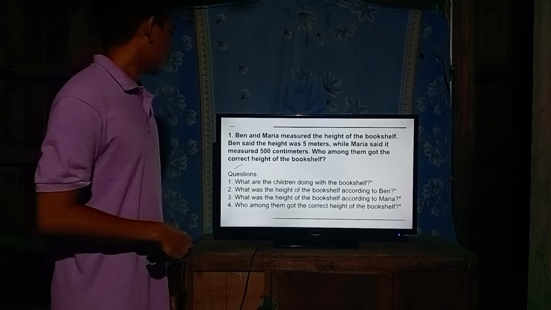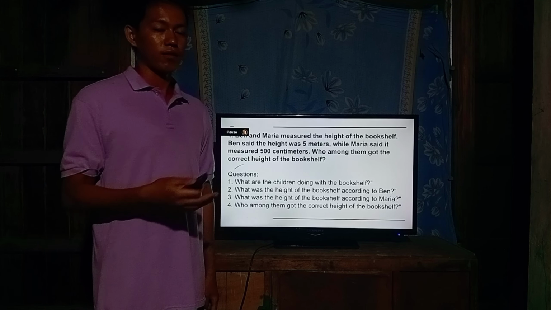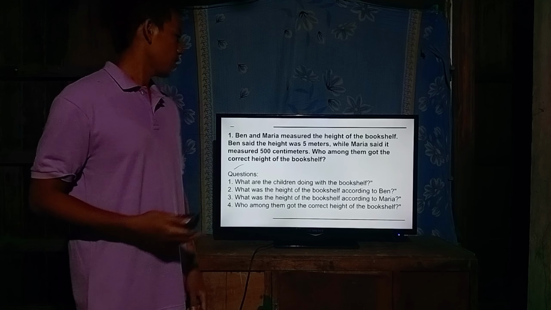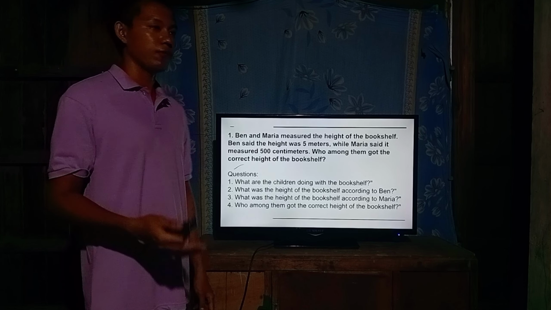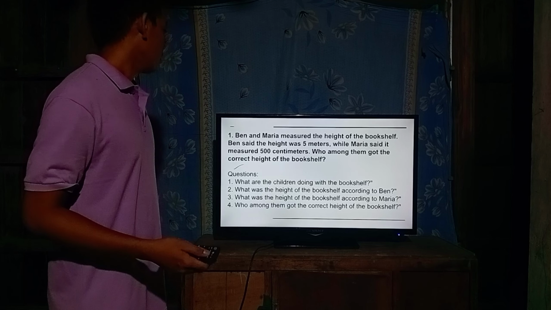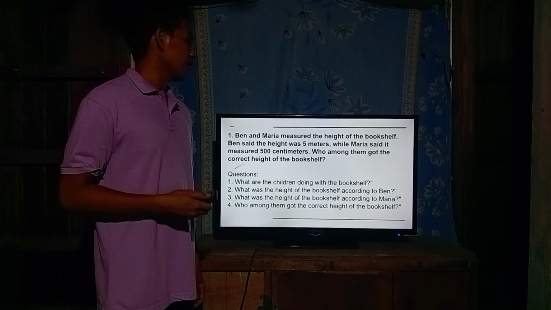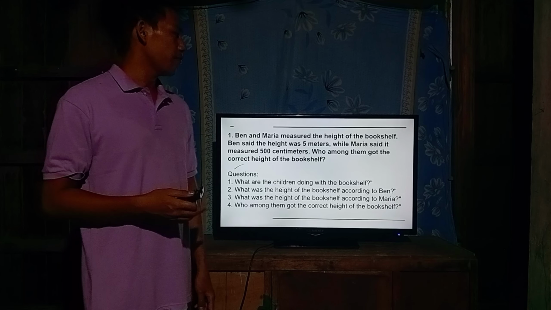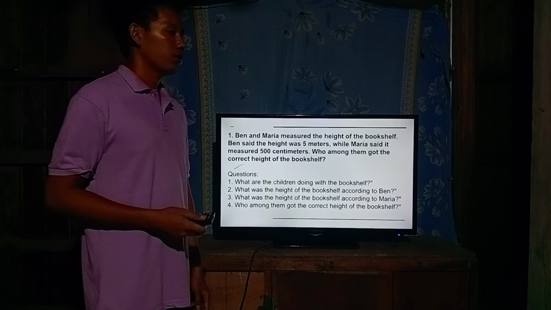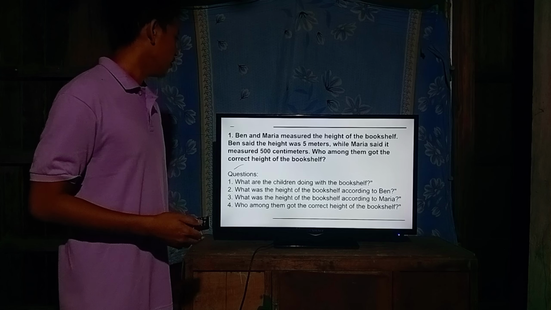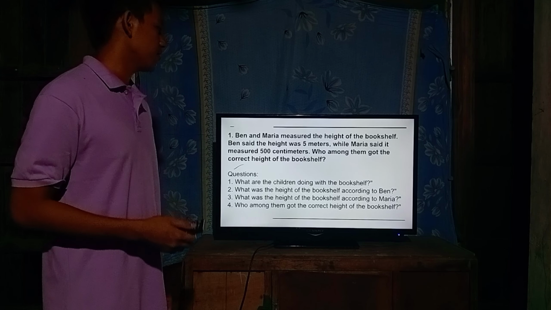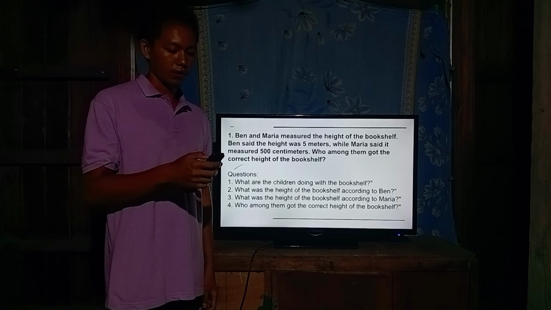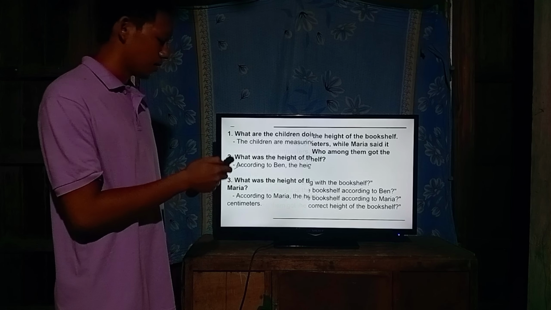Now, let's check your work sa katong group 1. This is the group 1 problem nga gihatag ni Ma'am Argeline. So, Ben and Maria measured the height of the bookshelf. Ben said that the height was 5 meters, while Maria said it measured 500 centimeters. Who among them got the correct height of the bookshelf? So let's see kung kinsay nakakuha sakto.